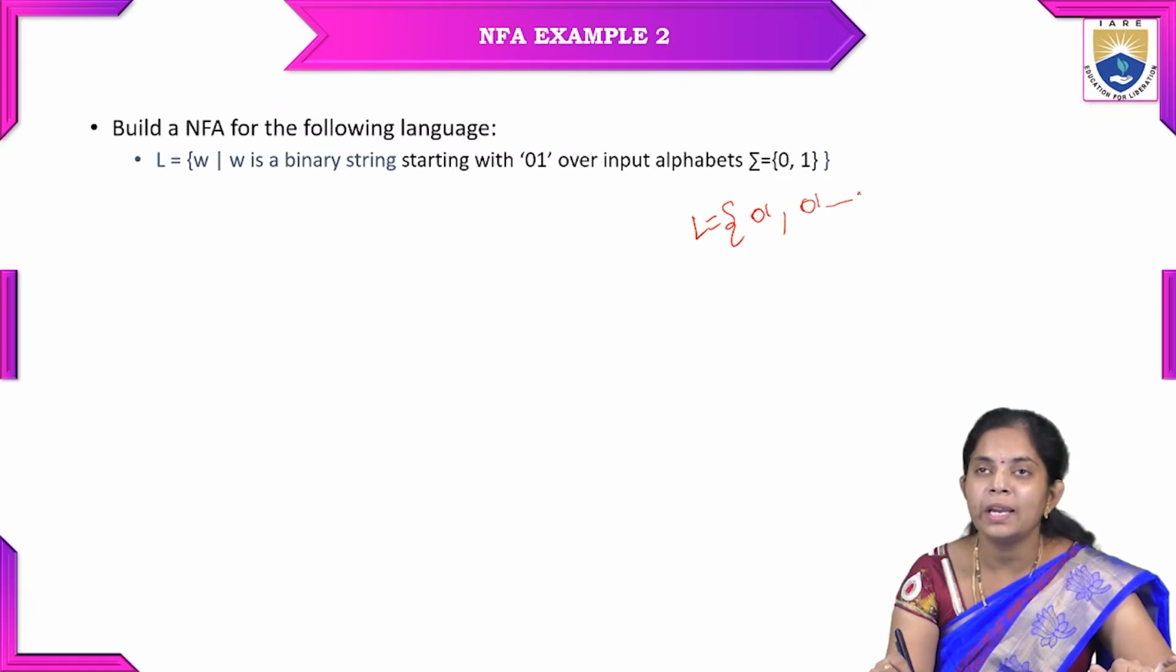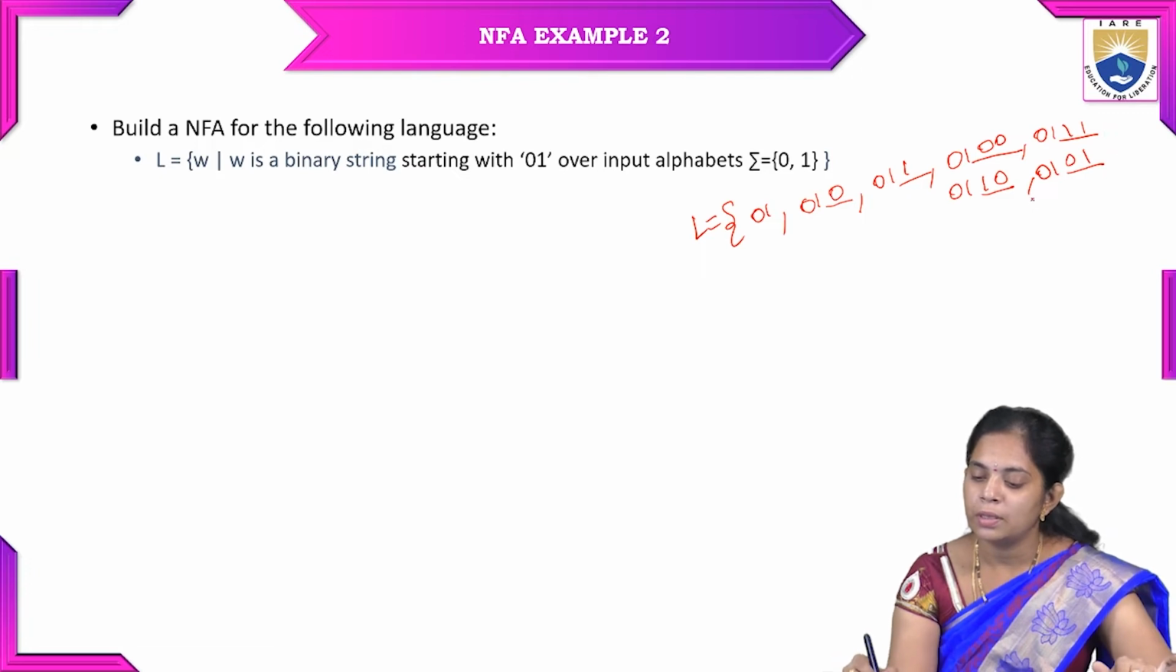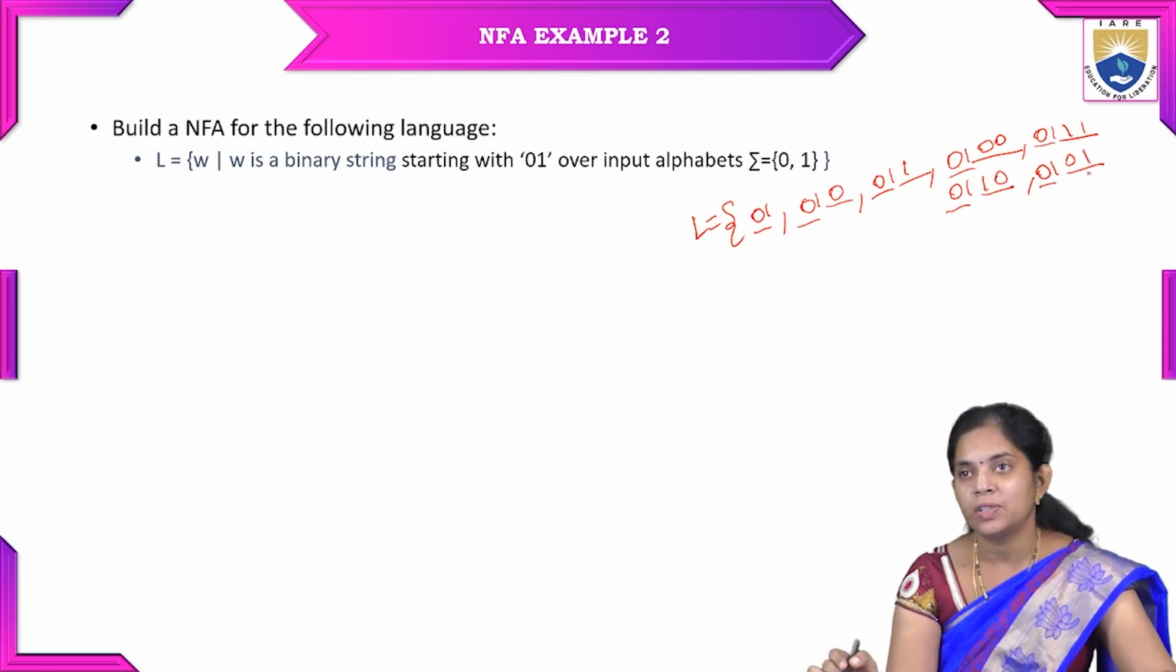After that, we can add many elements, either 0 or 1. The string must start with 01, and we can extend it with 00, 11, 10, 01. The condition must be satisfied in every string, so 01 is the starting string.